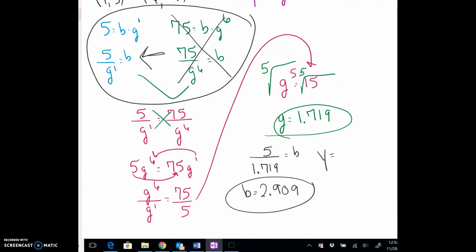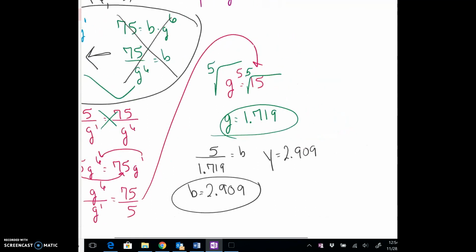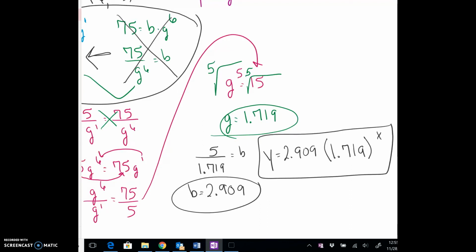y equals b, and then in parentheses, because there's a lot of decimals, so I won't do a multiplication dot, g to the x power. So there is the first warm-up that we're going to be doing on reviewing how to write an equation based on 2 points.